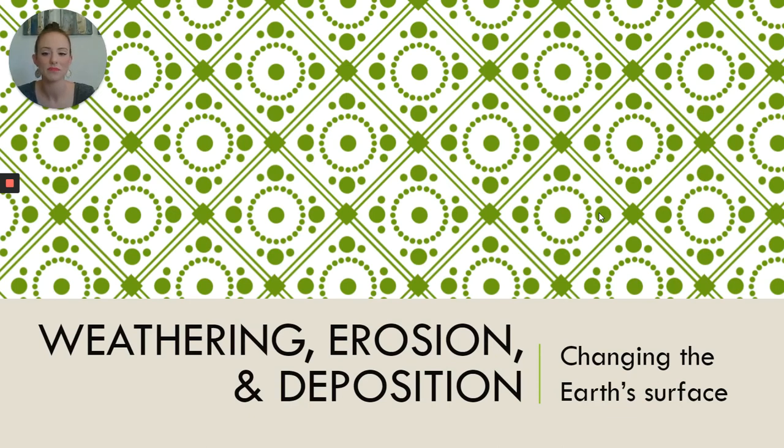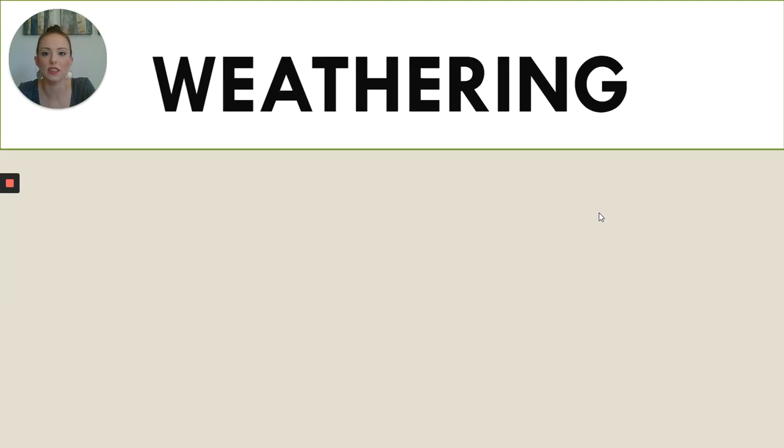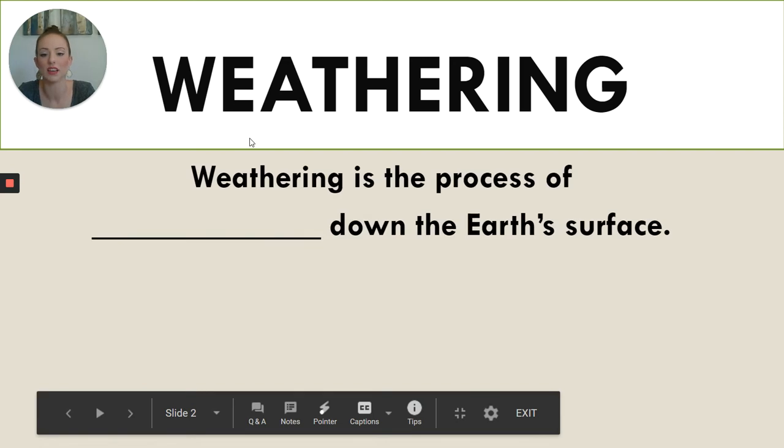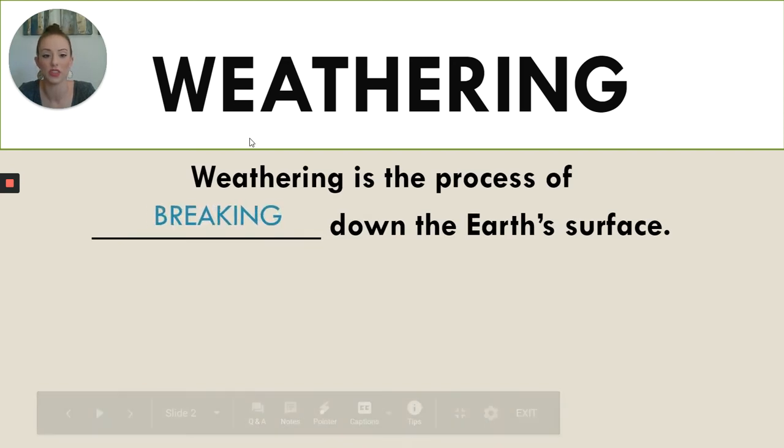It's Miss Whiz. I'm going to be talking with y'all today about weathering, erosion, and deposition, and how over time these three processes will actually change the Earth's surface. So the first phase is called weathering. Weathering is the process of breaking down the Earth's surface.